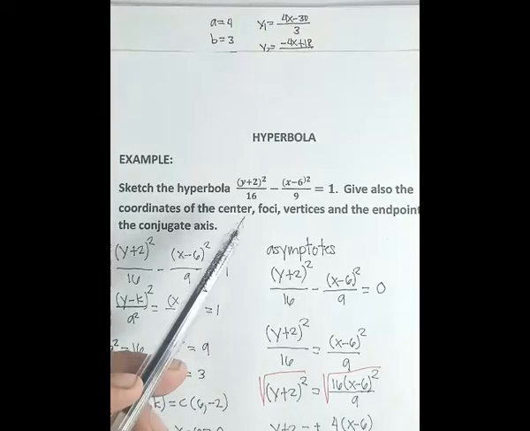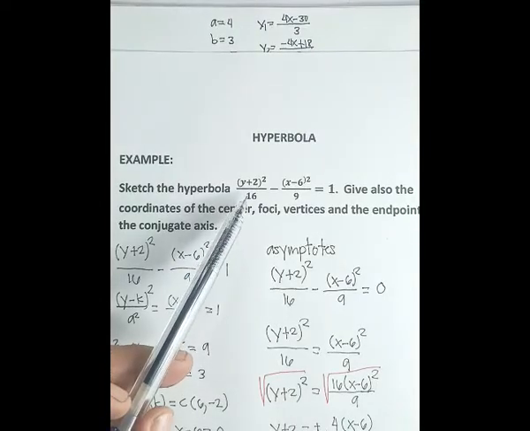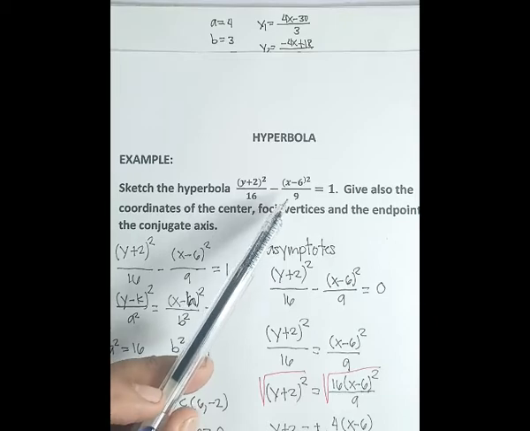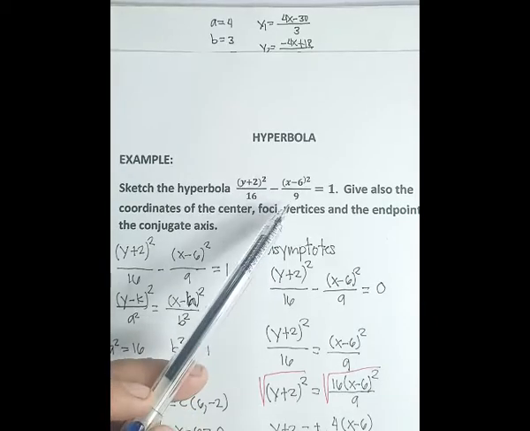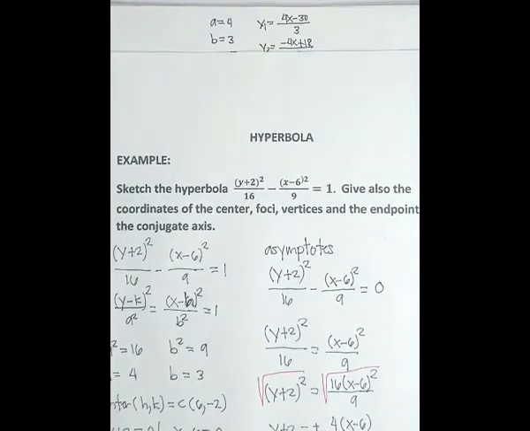Okay, now let us draw our hyperbola (y plus 2) squared over 16 minus (x minus 6) squared over 9 equal to 1.